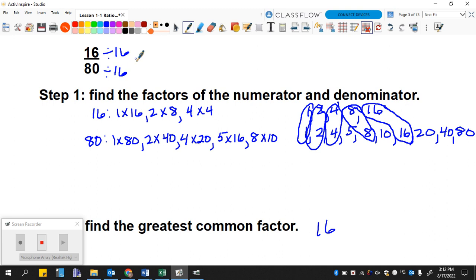16 divided by 16 is obviously 1. 80 divided by 16 is 5. So it's reduced to 1/5. Now, the thing is that with larger numbers like this, it gets a little bit tedious and it's easy to make a mistake when we're trying to find all the factors.